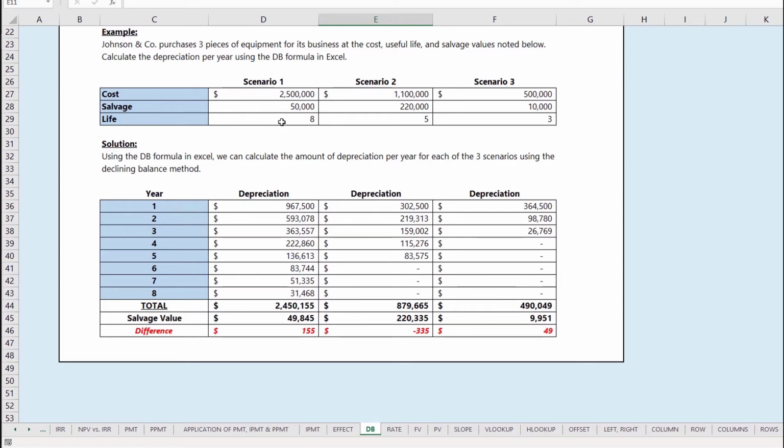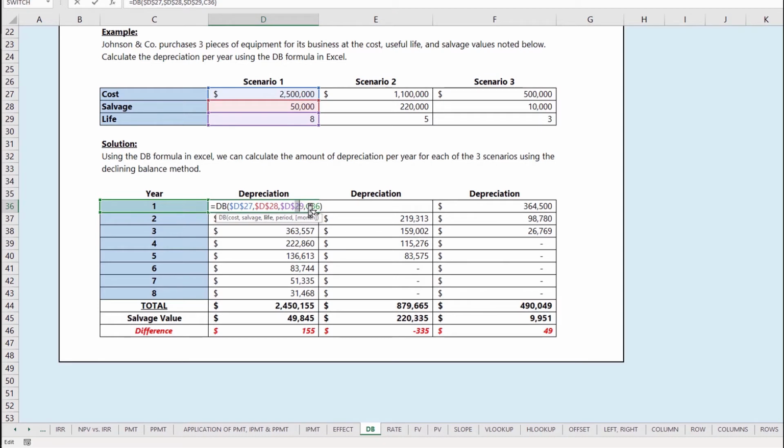Let's take a look at our table of the solution. So for the first scenario in column D, we can calculate the depreciation for years 1 through 8 as follows. If we open up cell D36, we can see the formula in Microsoft Excel. First we put in the cost, which is $2.5 million. Then we put in the salvage value of $50K. For life, we put in 8 years.